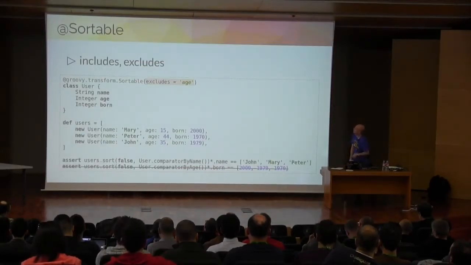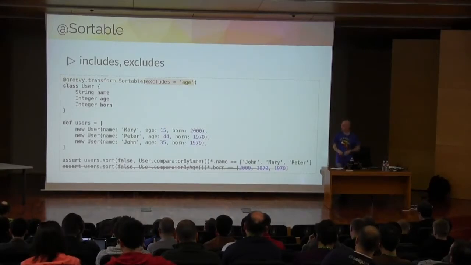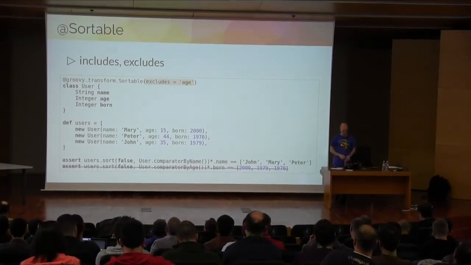And we can customize with include and exclude. So if we exclude the age and we try to execute again the last line, it will throw a MissingMethodException because this comparator has not been implemented.